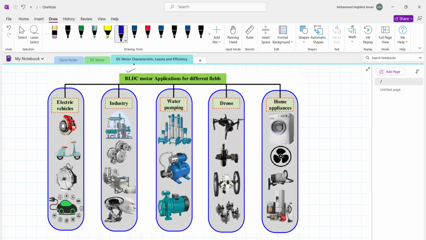So this is today's lecture based on the characteristics of the DC series motor, and from the characteristics of DC motors we find the application of DC motors in different applications.